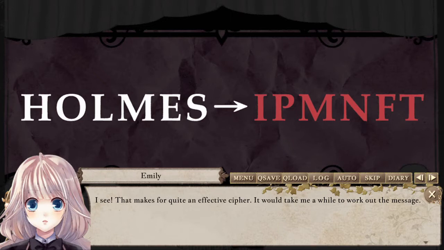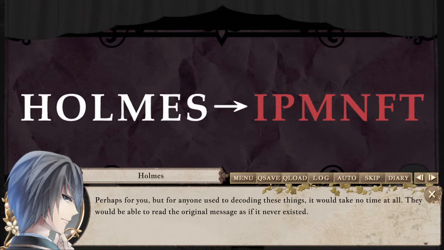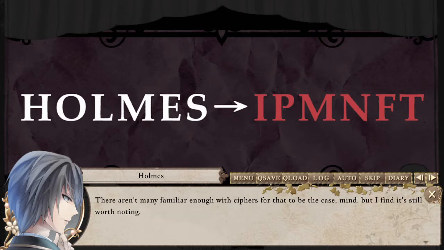I see. That makes for quite an effective cipher. It would take me a while to work out the message. Perhaps for you, but for anyone used to decoding these things, it would take no time at all. They would be able to read the original message as if it never existed. There aren't many familiar enough with ciphers for that to be the case, mind, but I find it still worth noting.